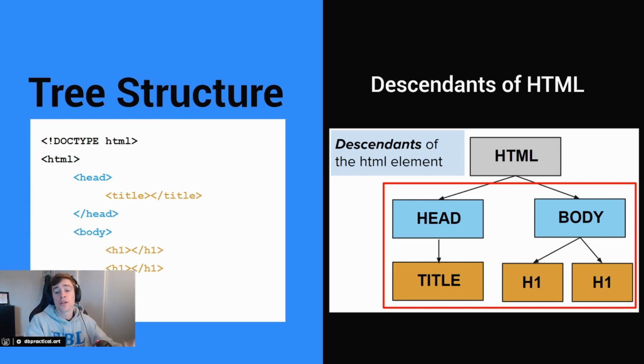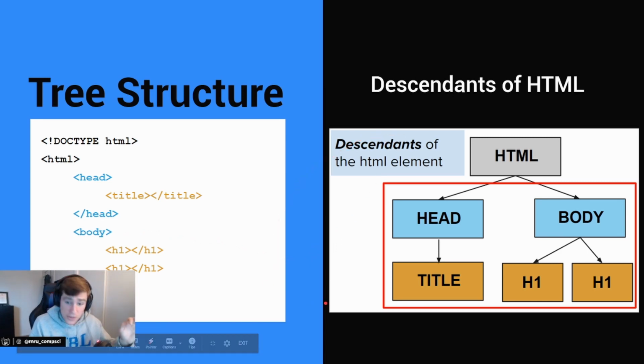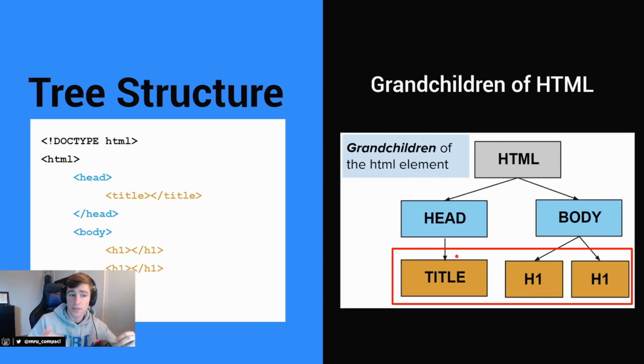So like I said before, you want to look at this like it's a family tree. So the first word we learned was descendants, everything inside of an element. So here is our relatively basic HTML skeleton. And on the right, it shows what are the descendants of the HTML. So as you know, everything is wrapped in our two HTML opening and closing tags. So everything inside that are the descendants of HTML. Now we have the grandchildren of HTML, which are title, h1, and h1.